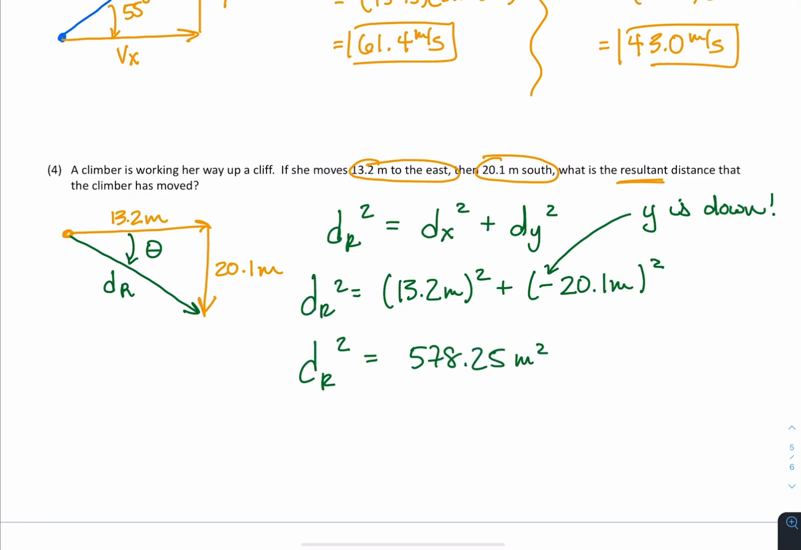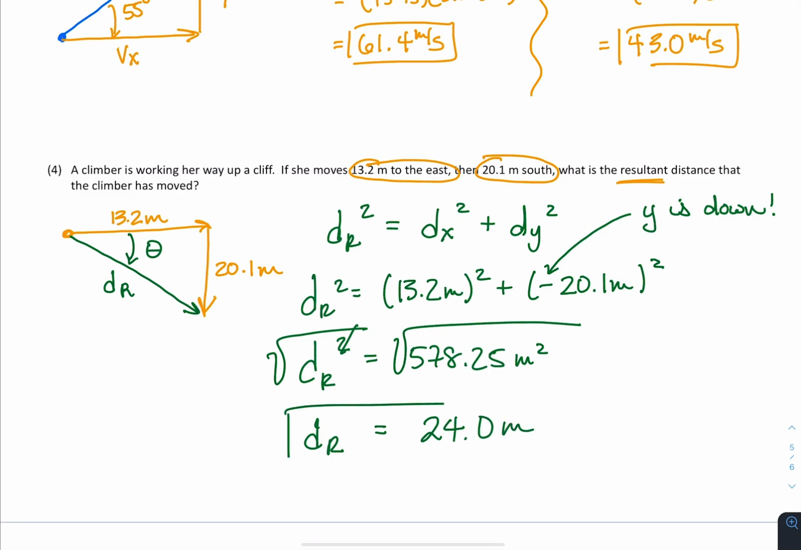578.25 meters squared. We need to square root both sides, and we're going to find that the resultant value should be 24 meters. Now, it's pointing downward into that southeastern quadrant, so I would also include southeast there. We don't know the angle theta. We could find it, but we don't need to at this point. We'll talk about whether we're going to do that later.